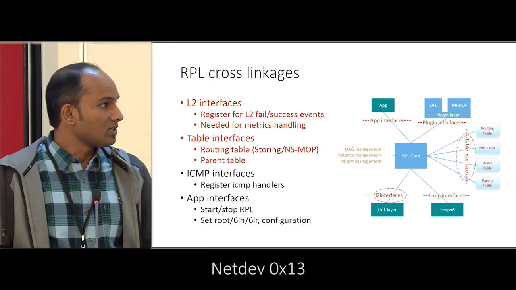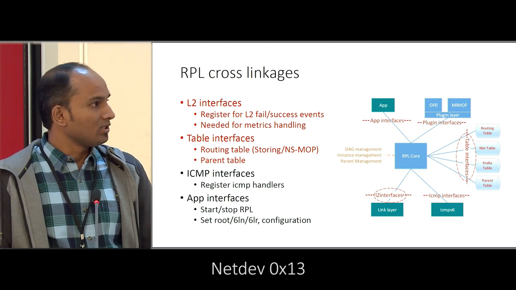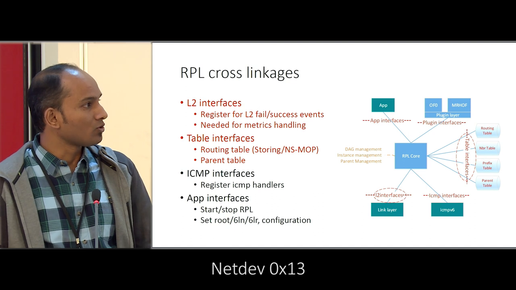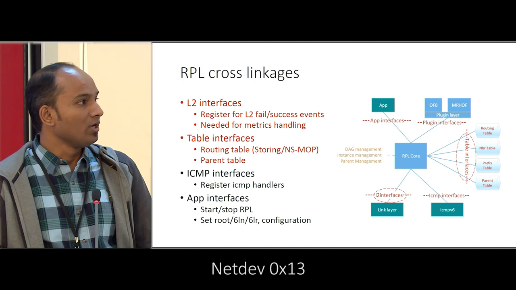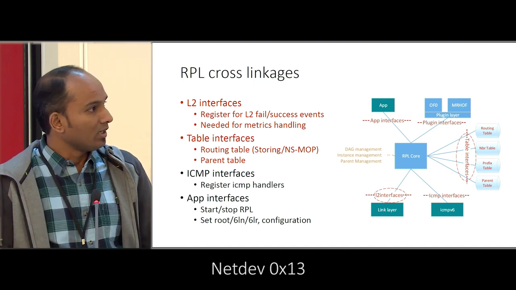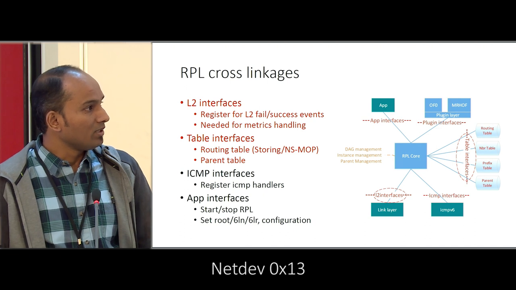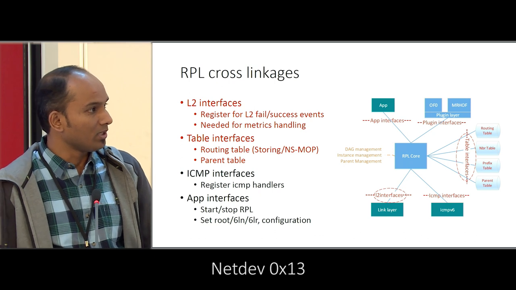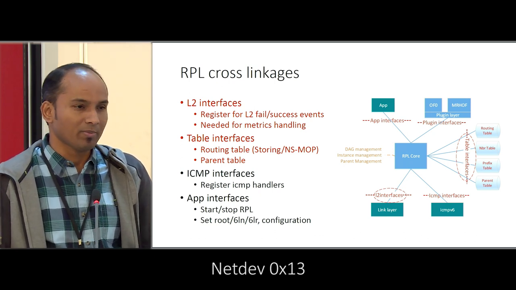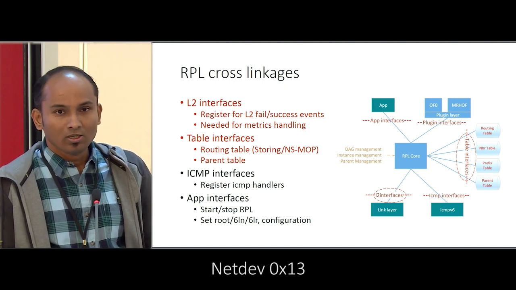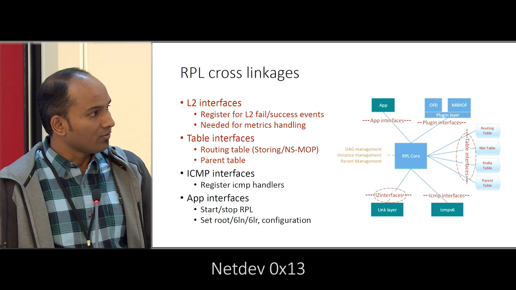After cross linkages, what I mean is which are the different interfaces that are required. If you see here, the Arthur code talks to the app, or we can call them management interfaces. There are plugin interfaces if we have multiple objective functions. Anyway, this can be considered as part of Arthur code as well. The primary problem is the table interfaces. We have four tables: the router table, neighbor table, prefix table, and parent table. Parent table and prefix table are very specific to Arthur code, which has to be integrated with.